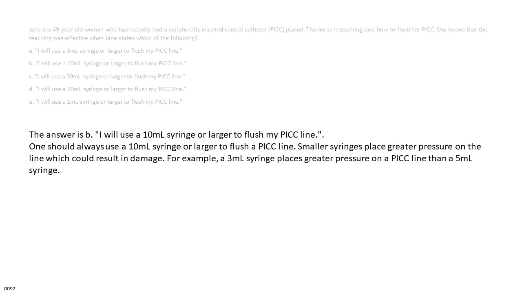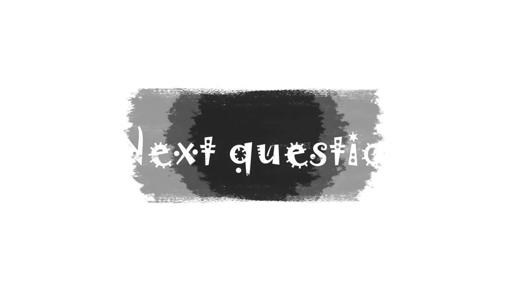The answer is B. I will use a 10 ml syringe or larger to flush my PIC line. One should always use a 10 ml syringe or larger to flush a PIC line. Smaller syringes place greater pressure on the line, which could result in damage. For example, a 3 ml syringe places greater pressure on a PIC line than a 5 ml syringe.